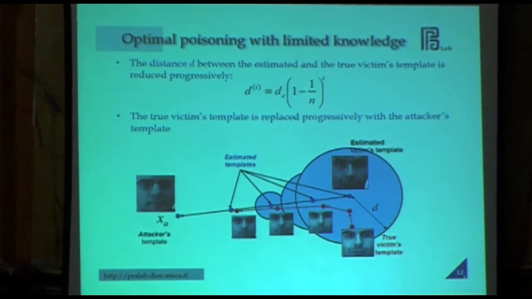So while the attack goes on, the attacker knows better and better which template you are using, in the sense that he moves your true template, and it modifies your template, exploiting the operation of template self-update, so that in the end, it's able to move your true template toward his template. And this is the operation of this optimal poisoning attack. And the uncertainty that the attacker has about your true template is reduced more and more.